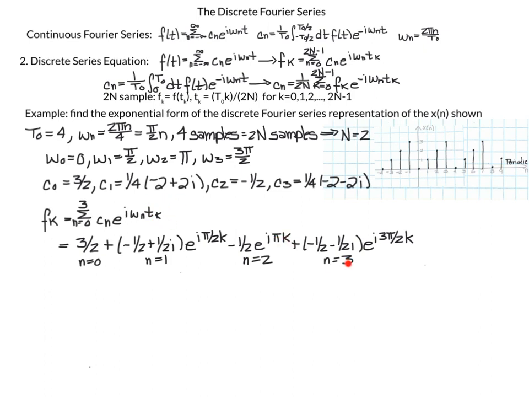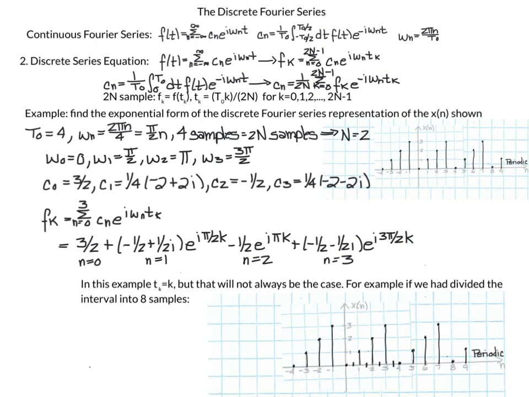Plus for n equals 3, I have my c3 coefficient, e to the I. This is omega 3, which is 3 pi over 2. And then t sub k is equal to k. And I kept repeating in this example, t sub k is equal to k. But that will not always be the case.